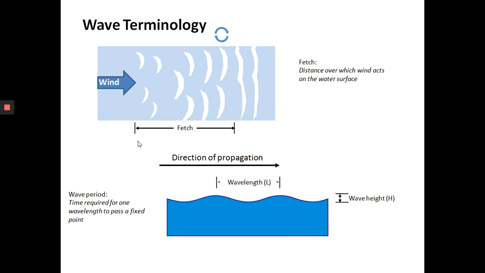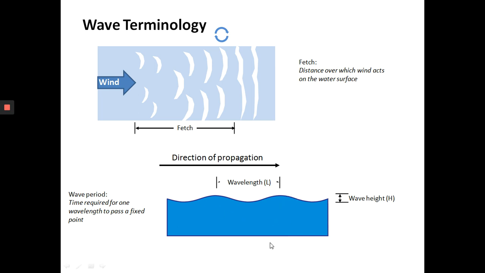And these terms you already know: the wavelength, which can be measured from crest to crest or even trough to trough, the height of the wave, from crest to trough, and also the wave period, the time required for one wavelength to pass a fixed point.